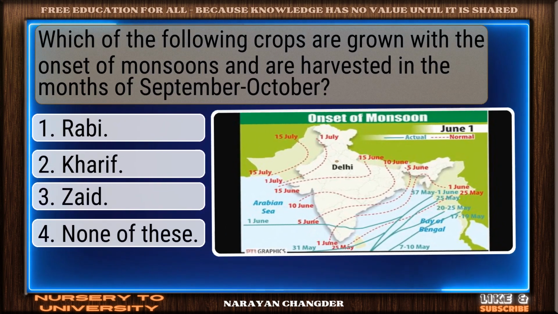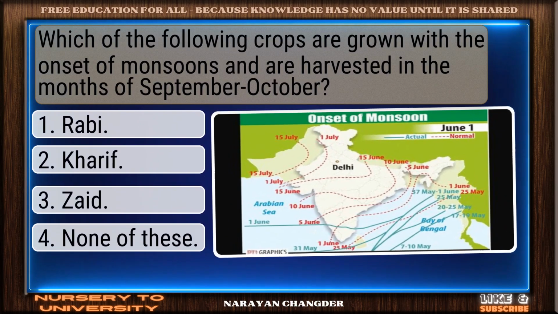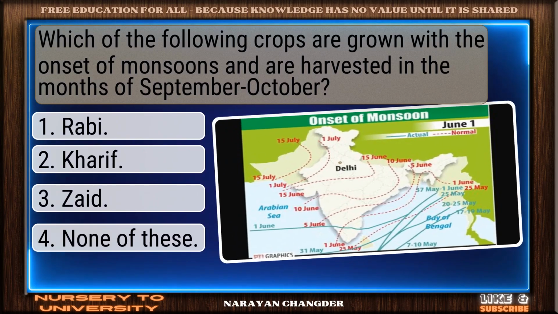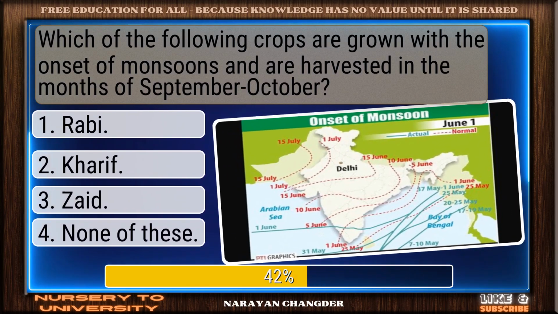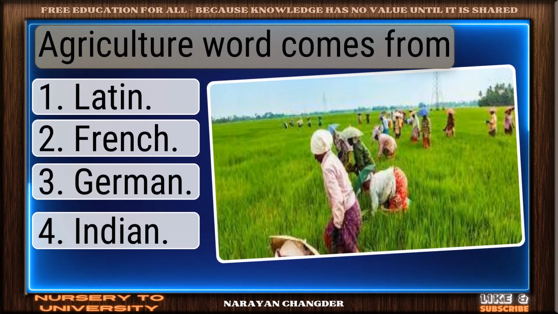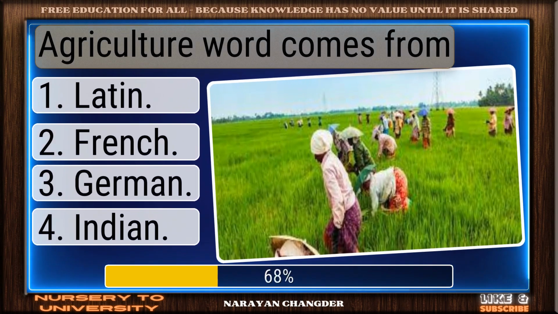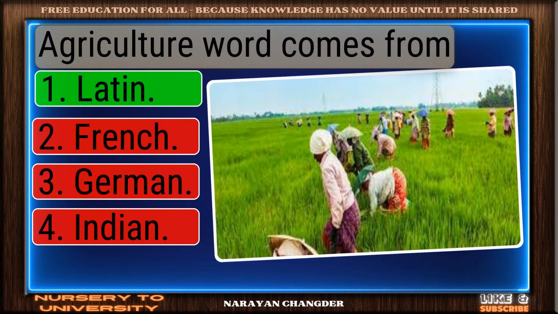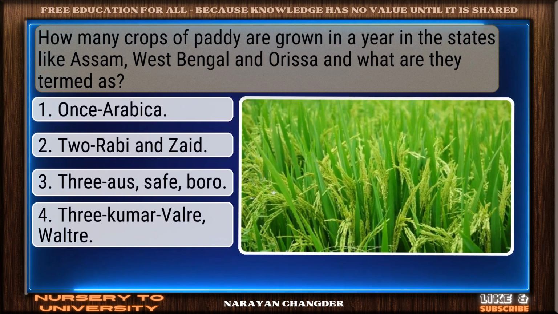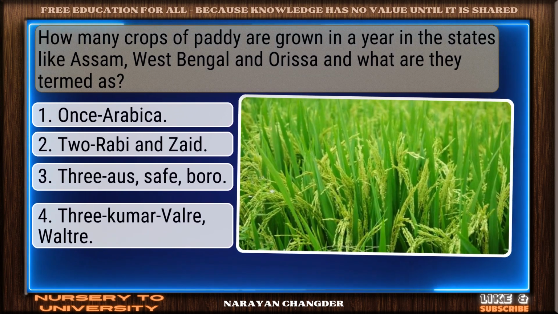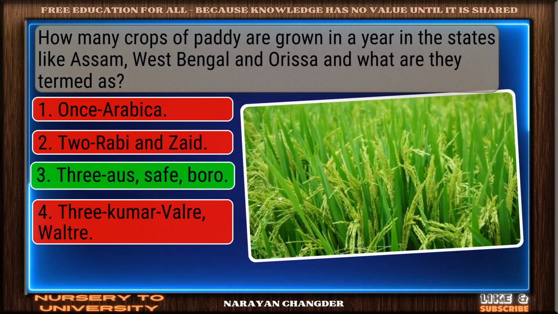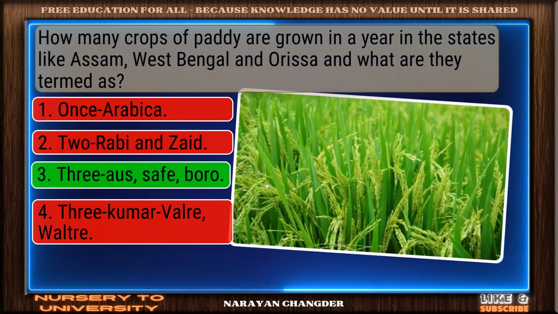Which of the following crops are grown with the onset of monsoons and are harvested in the months of September-October? You chose kharif. Correct. Agriculture word comes from? Good job. Latin works well. How many crops of paddy are grown in a year in the states like Assam, West Bengal, and Orissa? And what are they termed as? Well reasoned. Three, Aus, Aman and Boro is correct.